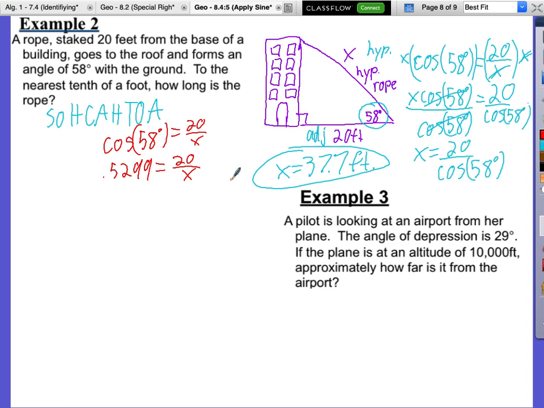Maybe, maybe not. If it does, okay. Then you can multiply by x, and you have 0.5299x is equal to 20. Then divide by 0.5299. So x is equal to 20 divided by 0.5299. I'm going to take a shot in the dark and say that it is 37.7. Wow, it's still 37.7.